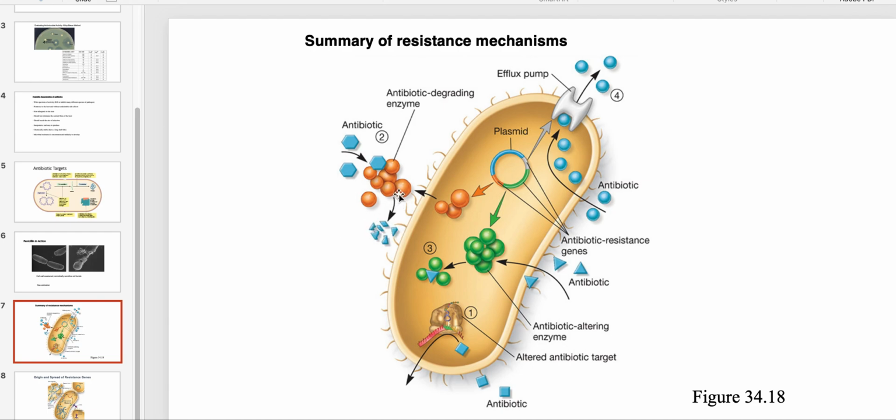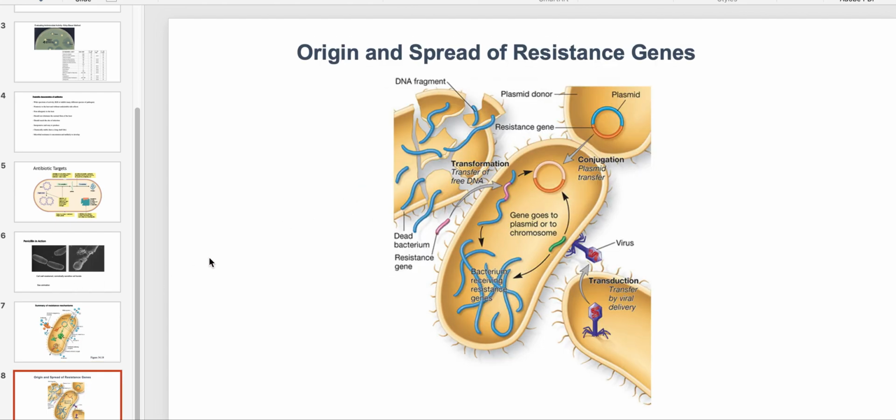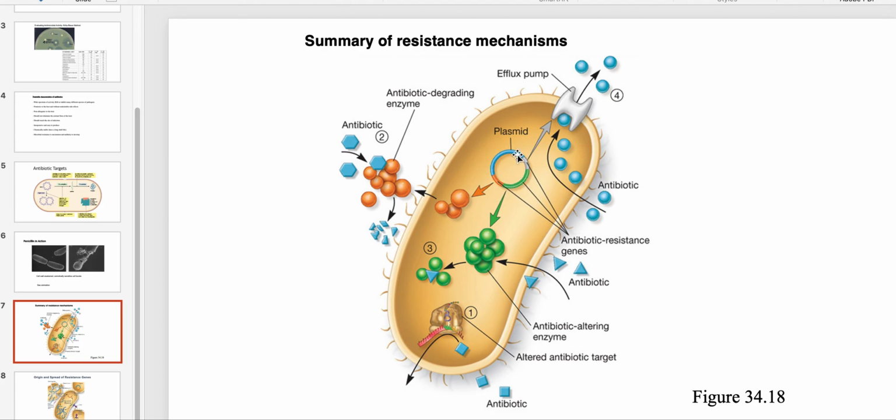And then another version of this is the antibiotic actually comes in, but the microbe has an efflux pump that the microbe will use energy or proton motive force to pump the antibiotics out. And then this last slide just shows origin and spread of resistance genes. How do microbes acquire these, plasmids, for example, that encode all these different activities?